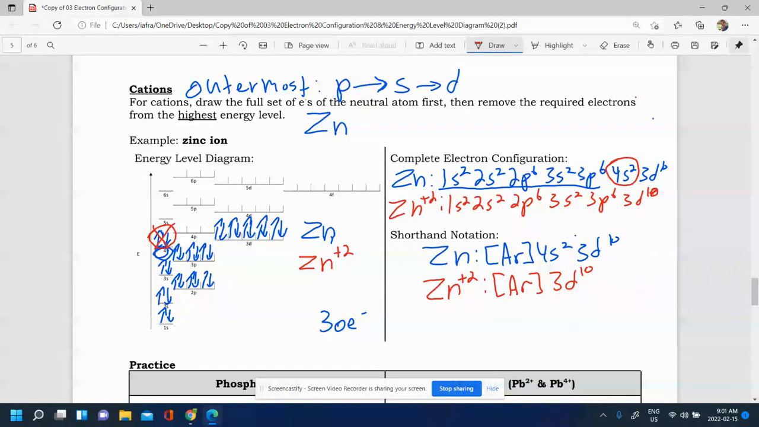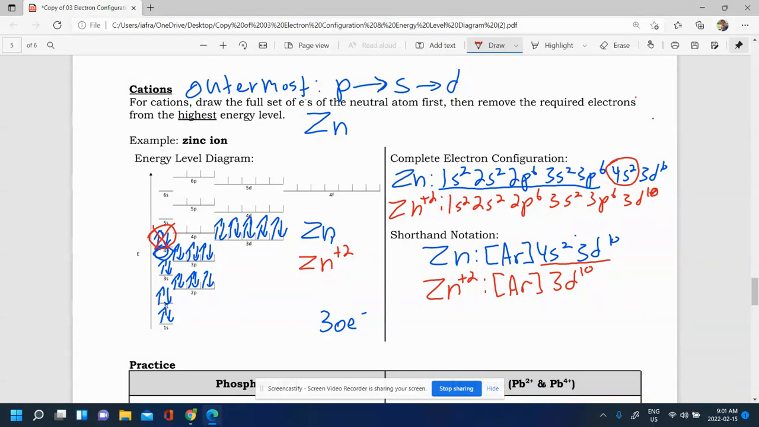And what I want you to notice here is that the valence electrons for zinc are really the S and the D. And so we remove the S, though, because it's the highest energy level. And we don't really need to remove the D. We'll learn later on that when you have a full sublevel, that's pretty stable. So it would take a lot of energy to go further and remove more electrons.